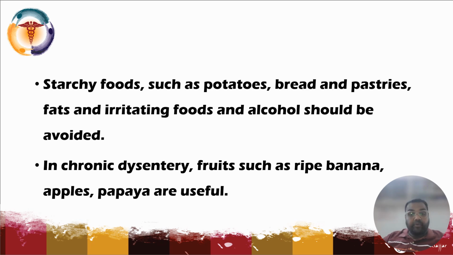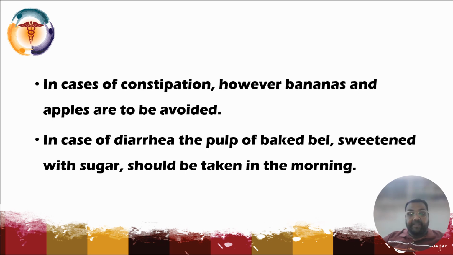Starchy food such as potato, bread, pastry, fat and irritating food and alcohol should be avoided. Bacillary dysentery में हम दे सकते हैं, amoebic dysentery में हम नहीं दे सकते हैं. In chronic dysentery, fruits such as ripe banana, apple and papaya are useful, right? So if we have constipation in the patient, banana and apple are to be avoided. In cases of diarrhea, pulp of the bael sweetened with sugar should be taken in the morning. Right.